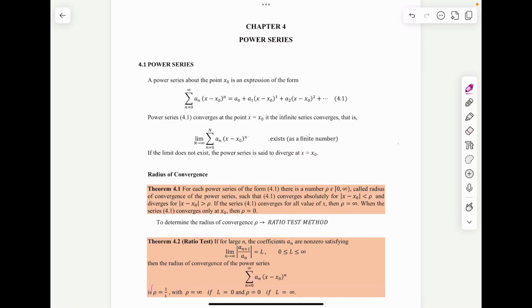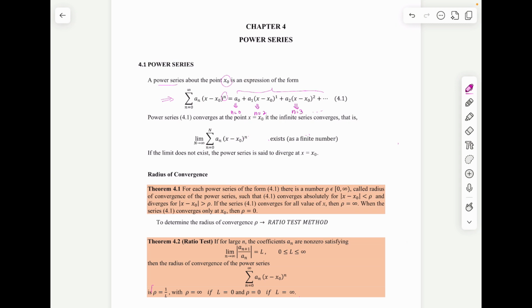Okay, chapter 4 is still about series, but we are more specific on power series. So what does it mean by power series? A power series about the point x naught is an expression of this form, where we have the summation of a_n multiplied by (x minus x naught) to the power of n, and this can be expanded into the expanded version. If you try to expand, these are the terms when n equals 0, n equals 1, n equals 2, and so on. So you can try to recheck on this.